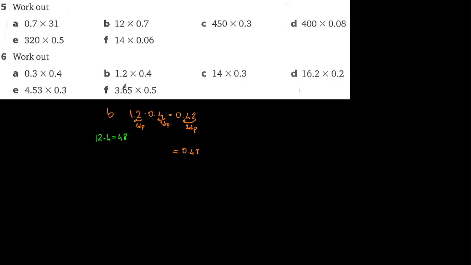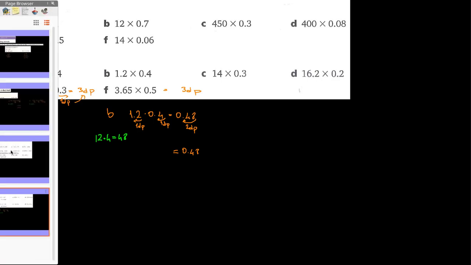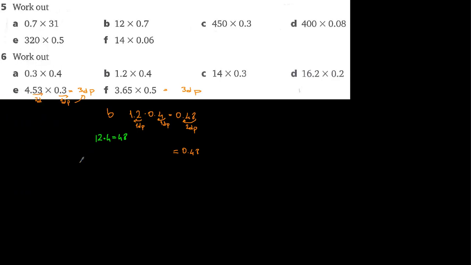Here for the F1, the answer is going to have 3 decimal places, and for the E1 the answer is going to have 3 decimal places, because here we have 2 decimal places and here we have 1 decimal place. So the answer should have 3 decimal places. That's also important. Before the end of the video I wanted to tell you that.